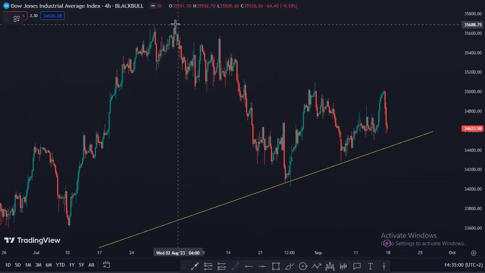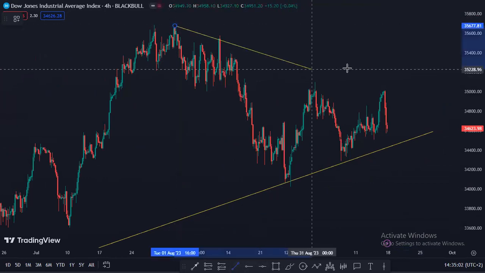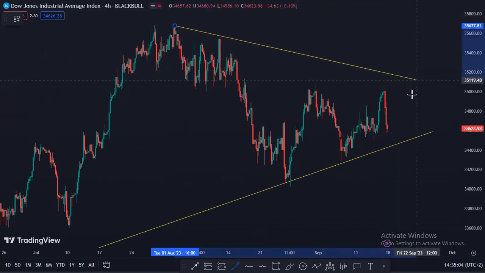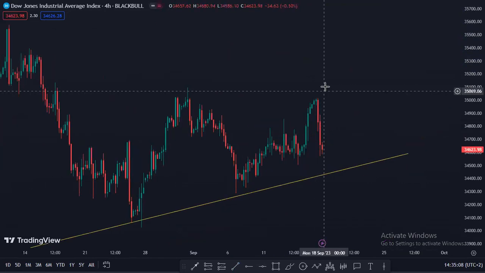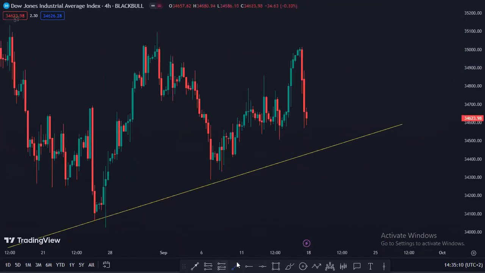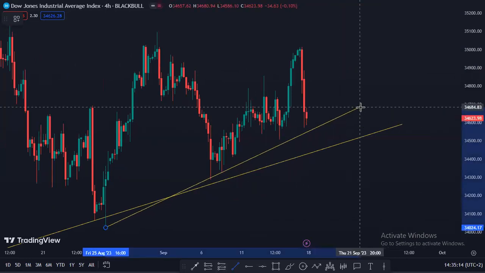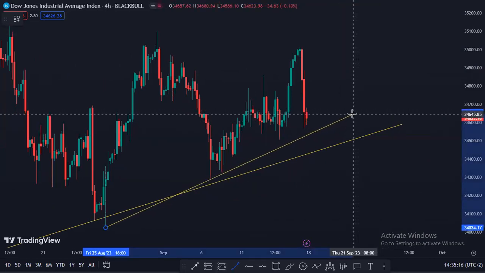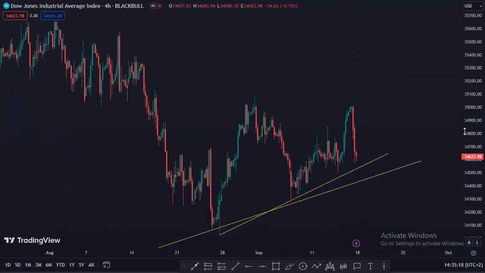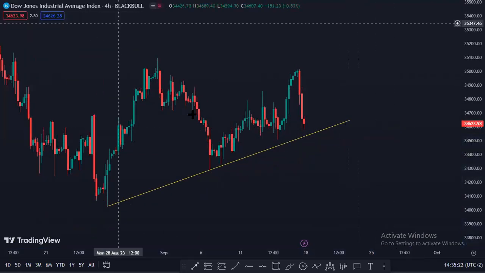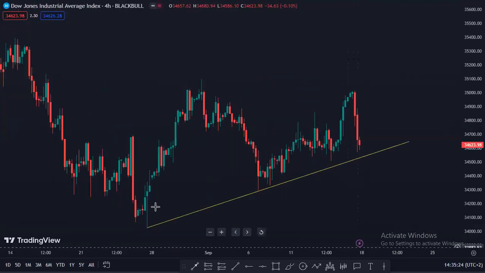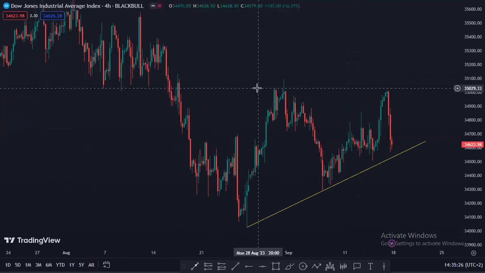Let me see if I can try something else. Guys, that's basically it on US 30, right? Okay, for the 4-hour time frame, this could also work. Let me just remove this. This could also work because now the market is creating some sort of a market structure of its own, right?